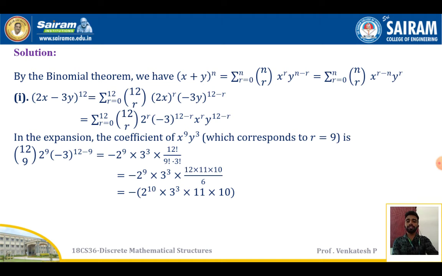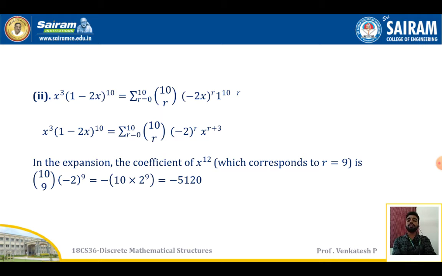So I got the equation like this. After replacing the value, that is x^9 y^3, I'll be getting the equation like this. After replacing r equal to 9, I'll be getting minus 2^9 into 3^3 into 12 factorial divided by 9 factorial into 3 factorial. This step is obtained after taking the coefficient of x^9 y^3 by replacing r equal to 9. By simplifying this further, I'll be getting the solution as minus 2^10 into 3^3 into 11 into 10. So this is the required coefficient of x^9 y^3 from the expansion of (2x - 3y)^12.